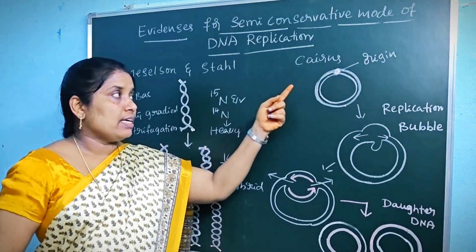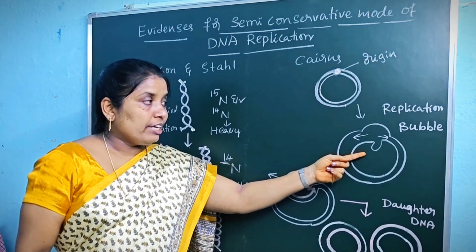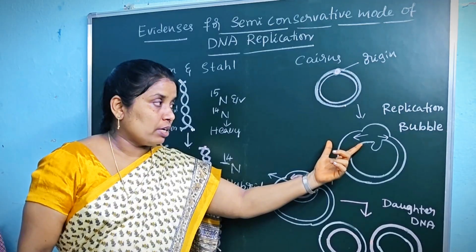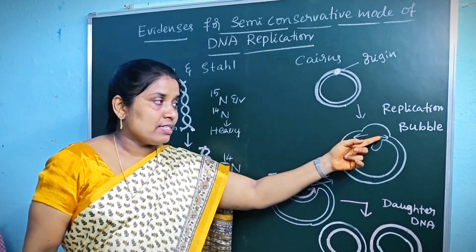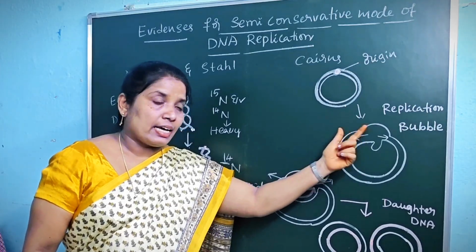So here you can see the origin point. This is the replication bubble. It moves in two directions, in this direction and this direction. The replication bubble is moving in both directions.